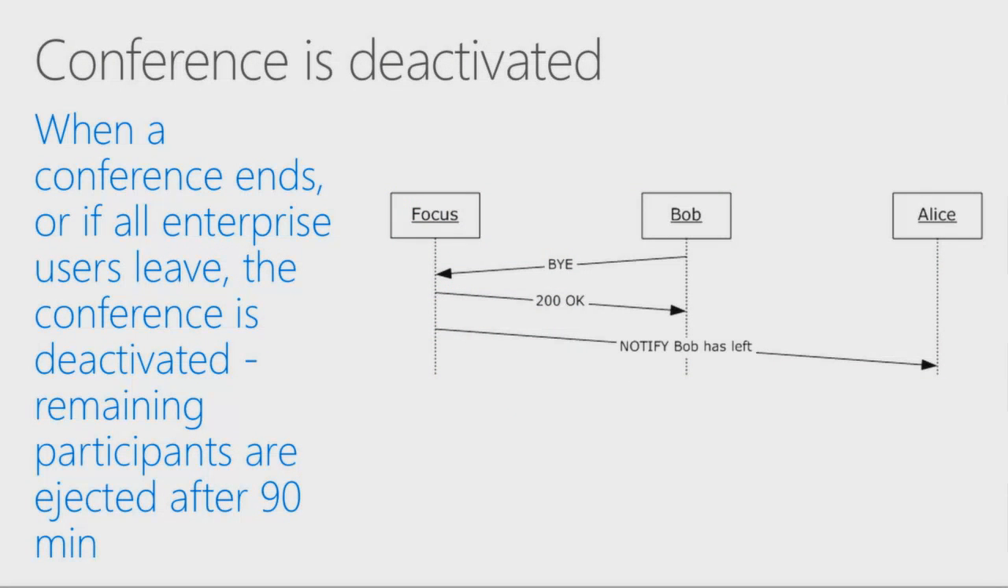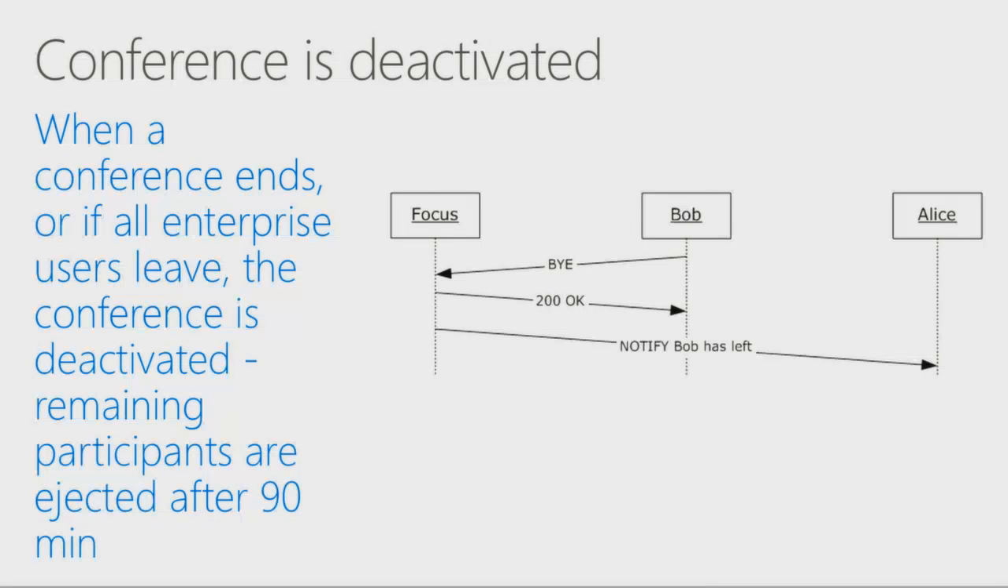Okay, so deactivation. After we joined the meeting and started the meeting, we want to deactivate the meeting. And that's going to happen when all the enterprise users leave the meeting. If you just click the exit button in the top corner, or if you have a bad network connection and get kicked out, the meeting won't be deactivated, right?